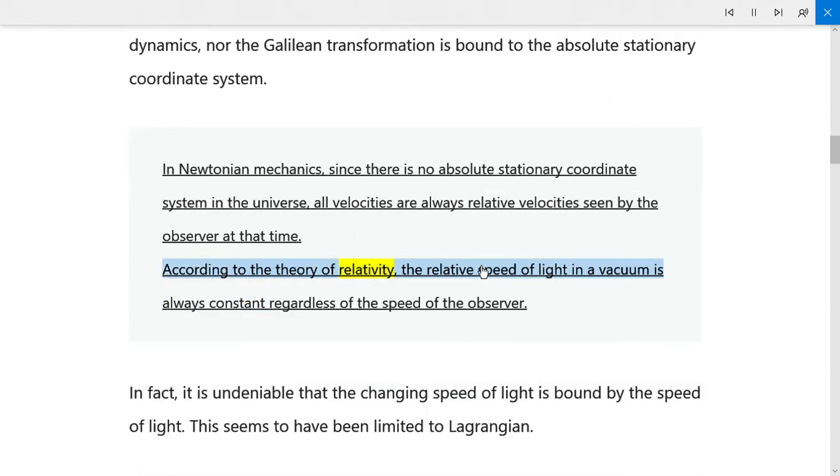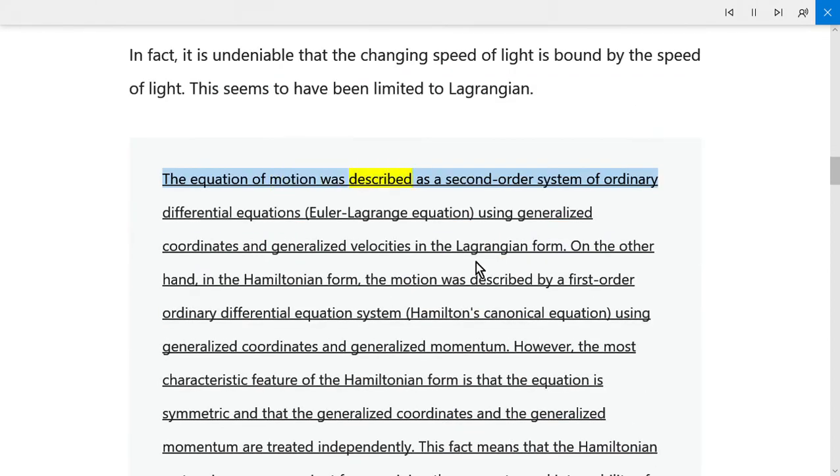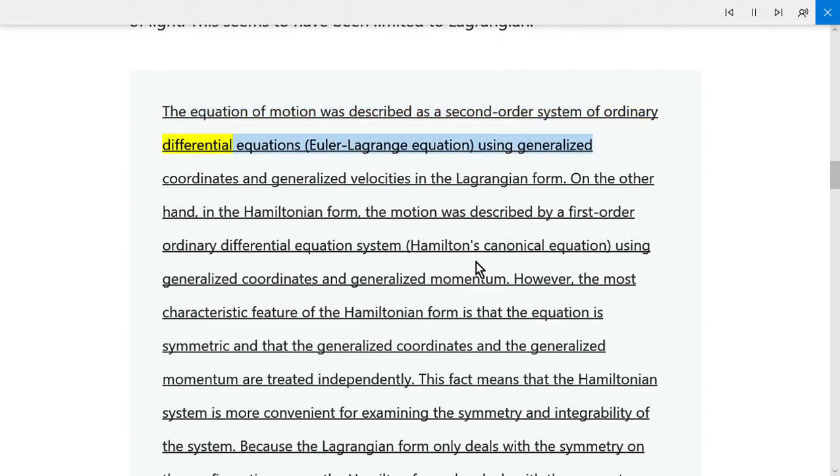According to the theory of relativity, the relative speed of light in a vacuum is always constant regardless of the speed of the observer. In fact, it is undeniable that the changing speed of light is bound by the speed of light. This seems to have been limited to Lagrangian. The equation of motion was described as a second-order system of ordinary differential equations, the Euler-Lagrange equation, using generalized coordinates and generalized velocities in the Lagrangian form. On the other hand, in the Hamiltonian form, the motion was described by a first-order ordinary differential equation system, Hamilton's canonical equation, using generalized coordinates and generalized momentum.